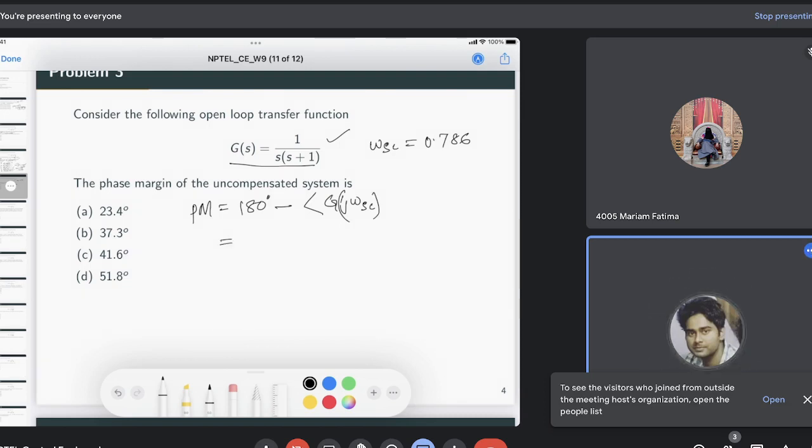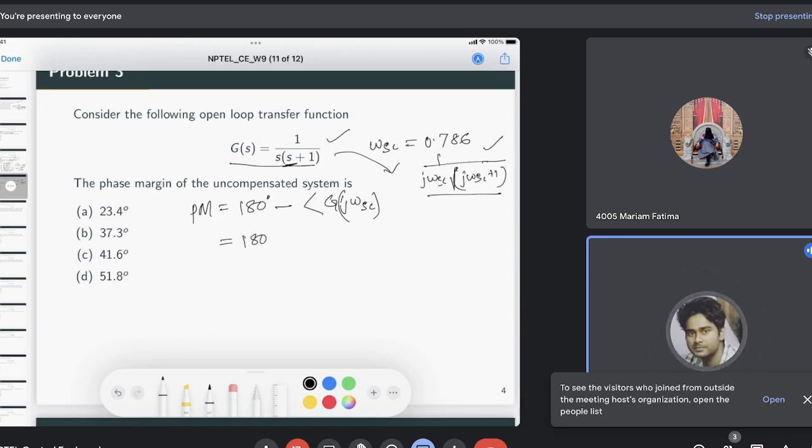So in the frequency domain it will be omega GC, and one term is j omega GC plus 1. So this is the transfer function at the gain crossover frequency. In place of s we just put j omega GC. Okay, so then the phase angle of this will be what?